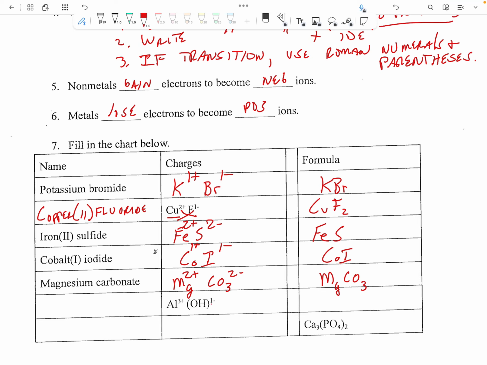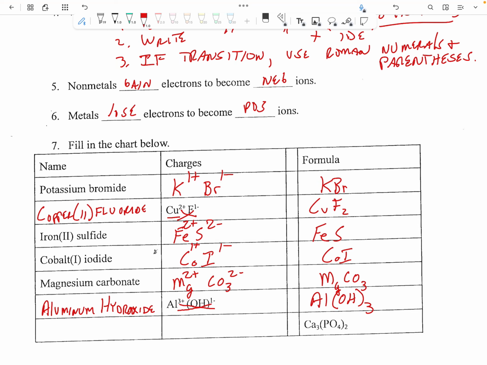Okay. Well, on this one, aluminum with a 3 plus and a hydroxide, which is a polyatomic ion with a 1 minus. The 1 will go to the aluminum, the 3 will go to the hydroxide. The formula will be Al(OH)3, and there's 3 of them, so we put those in parentheses, and there's a 3. So how do we name that? Simple. Al is aluminum, so write the name. And then hydroxide, that's the name of the polyatomic ion. Just write hydroxide. That's how you do that with polyatomic ions. Hydroxide. There we go.